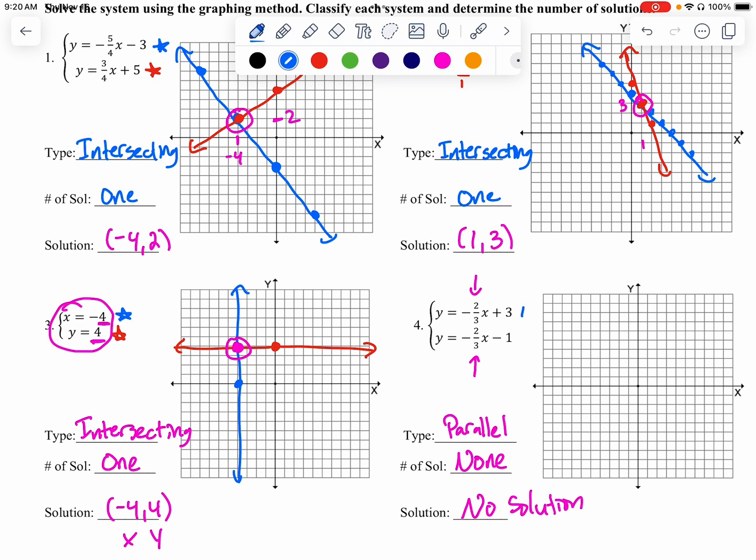So our first line is at 3, so we can prove that that actually works, because right now you're just taking my word for it. Down 2 over 3, down 2 over 3. All right, so there's our first line. And then our second line starts at -1 and then goes down 2 over 3. So hopefully now you can see this is the reason why, if they have the same slope, they have no solutions, because these lines are never going to touch because they're parallel. So parallel lines go on forever, never touching.